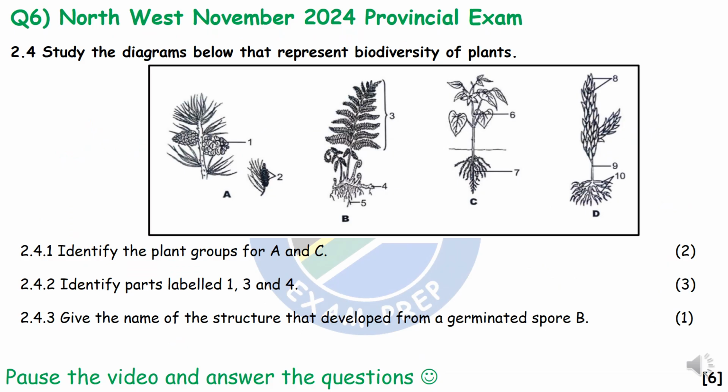Question 2.4 gives you a diagram with 4 different images. Diagram A is showing us a gymnosperm, commonly known as a conifer. Diagram B is showing us a pteridophyte, commonly known as a fern. And diagram C is showing us an angiosperm, commonly known as a flowering plant. And diagram D is showing us a bryophyte, commonly known as a moss. I would like you to pause the video, answer the questions. Thereafter, we will go through the answers.